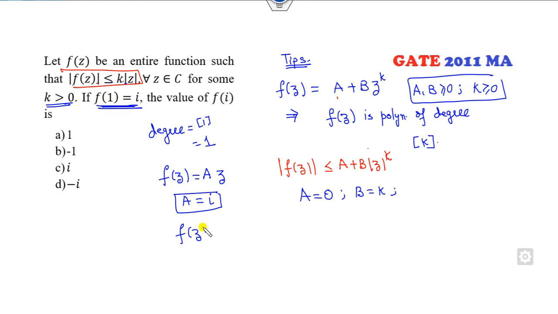So what is the function of this? It is iota z. So what is the value of f of iota? It is minus 1, which is the right answer. That's very simple. You can easily solve it by using this concept.